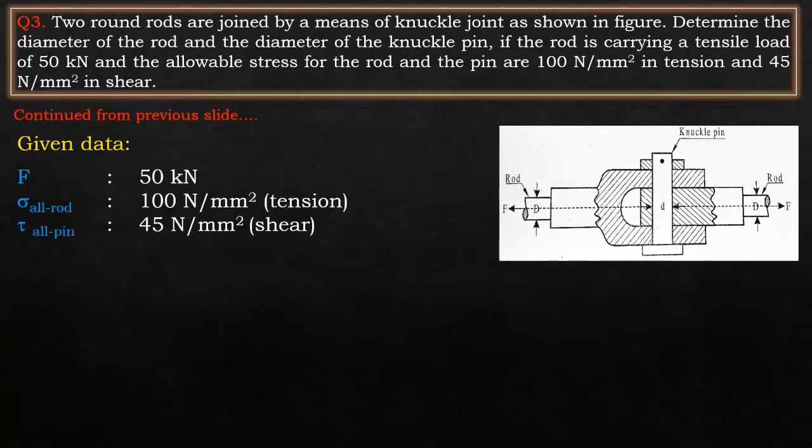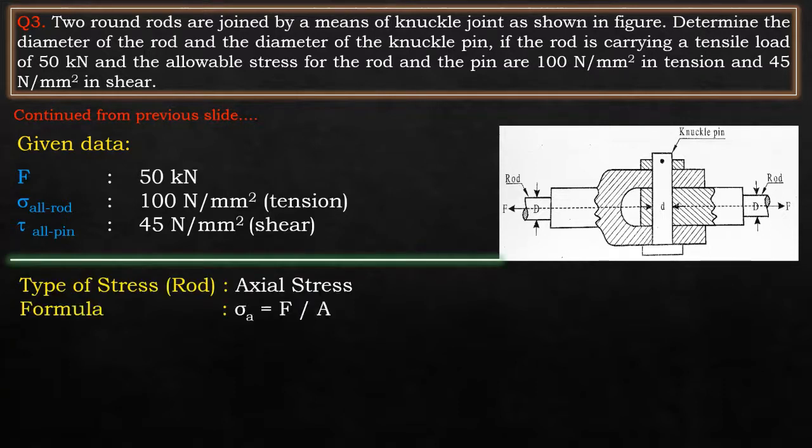By using this data, we will now solve to determine the diameter of the rod as well as the knuckle pin. For the rod, as it is subjected to axial tensile stress, the formula is sigma A equal to F by A.